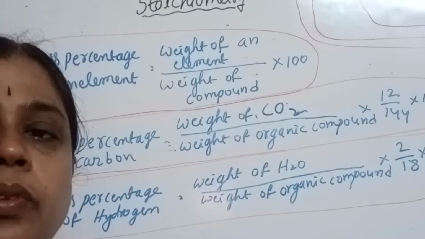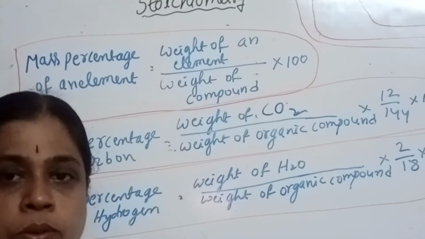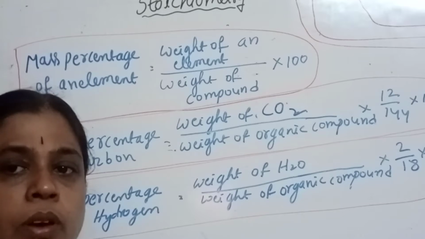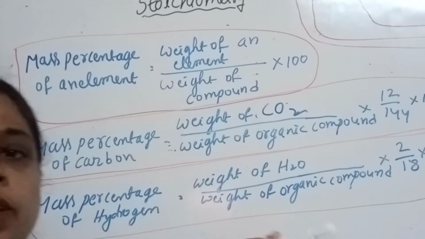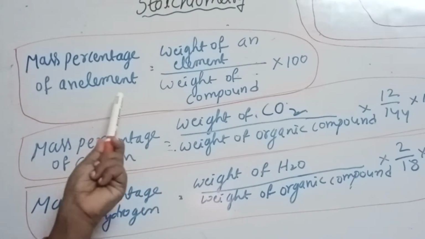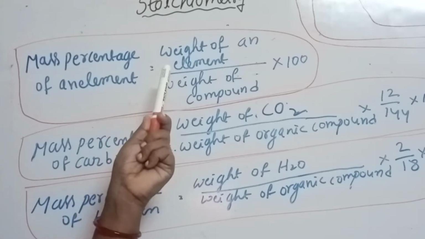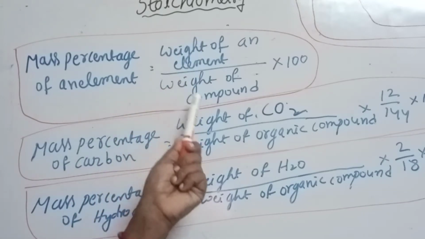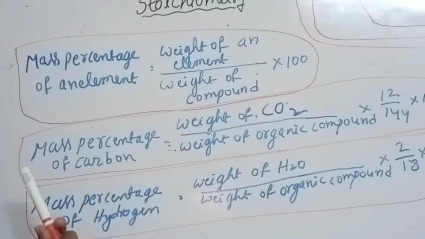Next, some formulas are used in the calculation of empirical formula and molecular formula. These formulas are also very important. Mass percentage of an element, for any element, is the weight of the element by the weight of the compound into 100. Next, mass percentage of carbon.